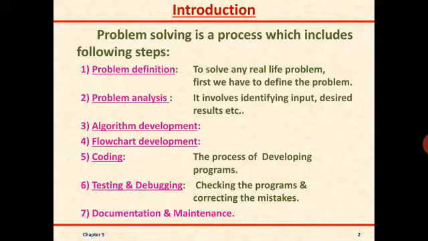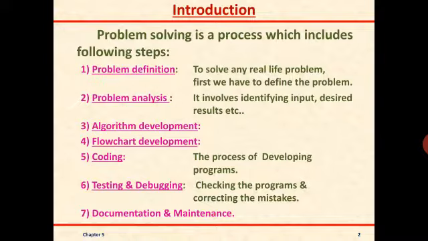Our objective here is to focus on the root of the problem. Second step is problem analysis. It involves identifying the input, desired result, etc. Third step is algorithm development. Fourth step is flowchart development. These steps we are going to learn in detail in this chapter.